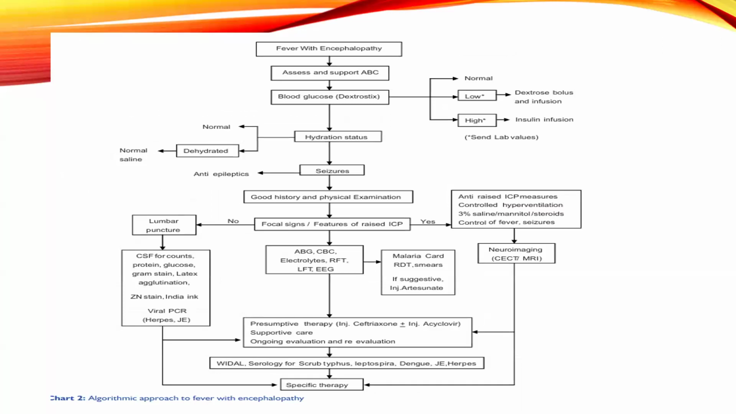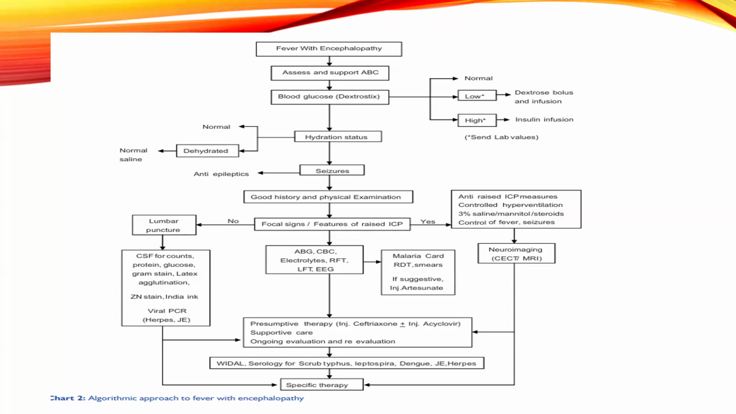If it is fever with encephalopathy, assess and support airway, breathing, circulation, and obtain blood glucose level. If it is low, then treat with dextrose. If it is high, start insulin infusion. Assess the hydration status. If the patient is dehydrated, give normal saline. Then if the patient has seizures, start anti-epileptic medication. Obtain a good history and physical examination.